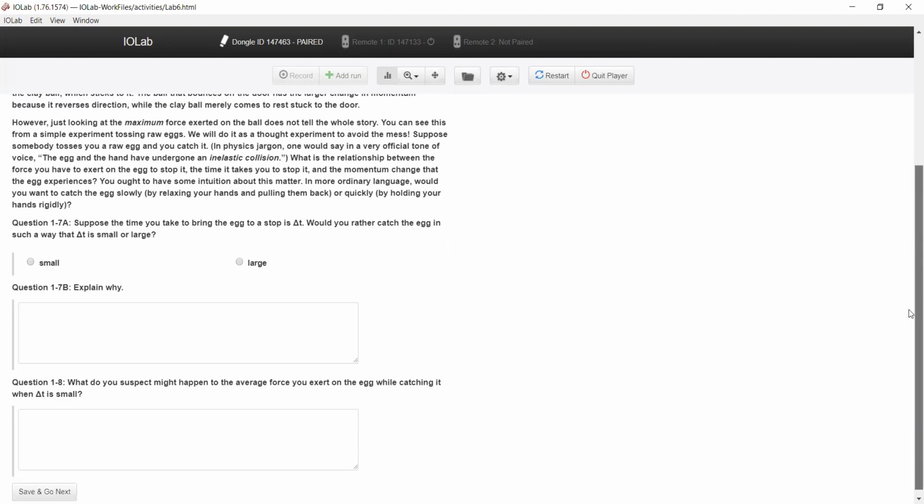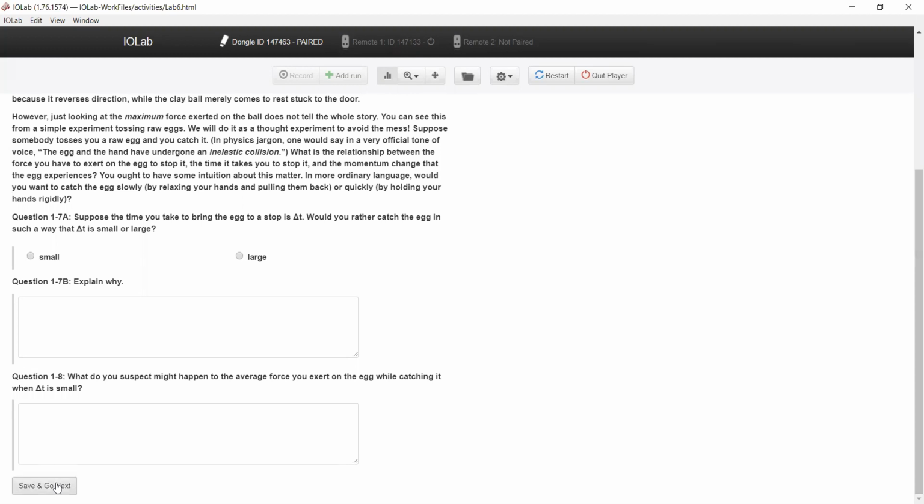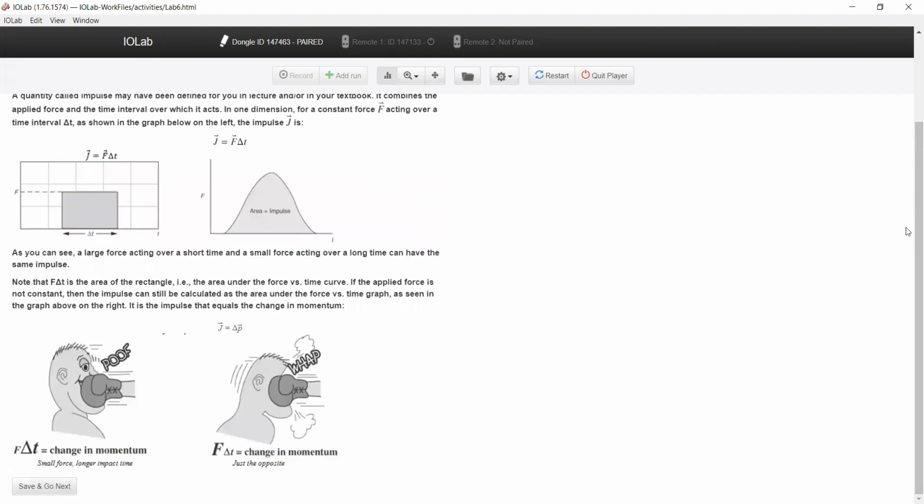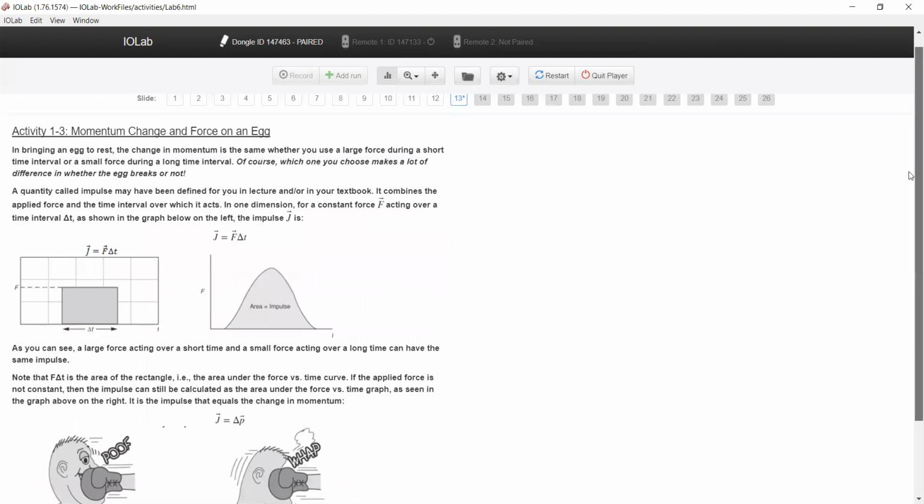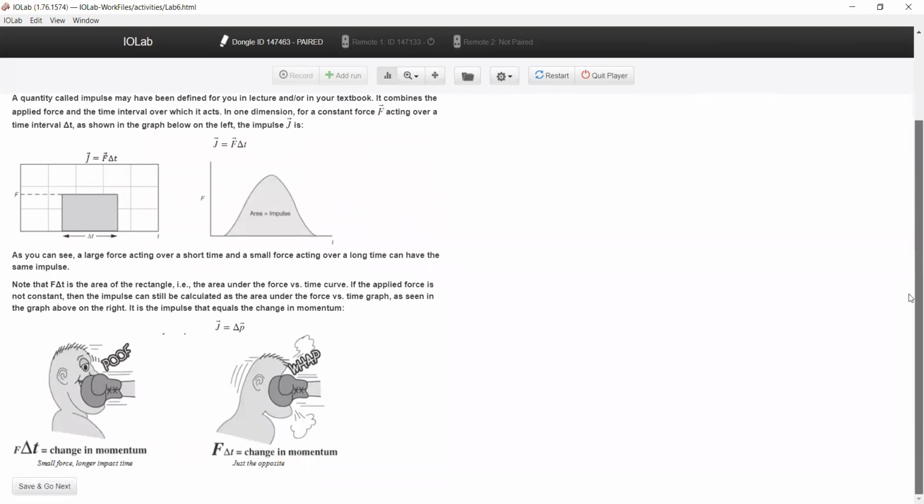You can write your answers and then click on save and go next. So for momentum change, I think they have explained here the relation between force and change in momentum. That is what I have already said. Force times delta t is the area of the impulse, something like that.